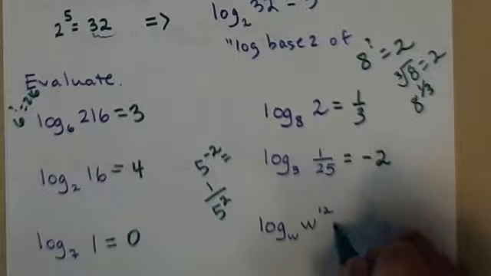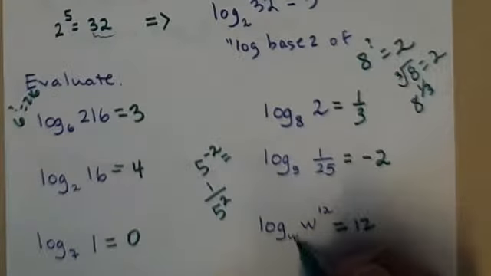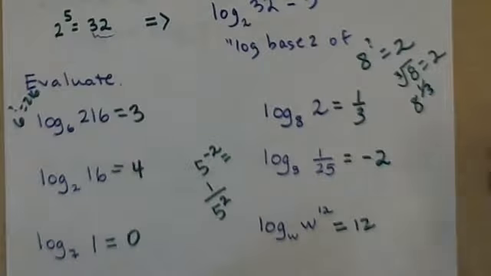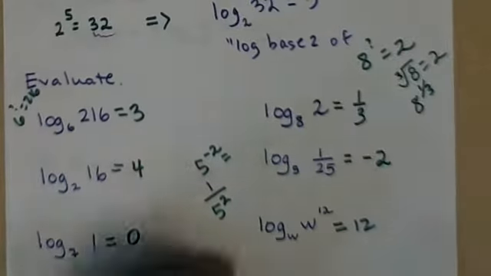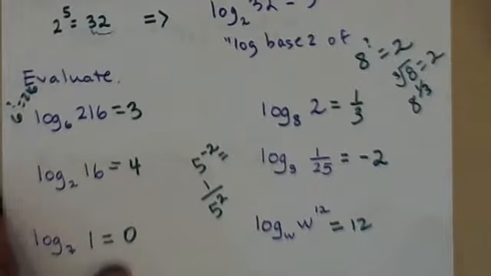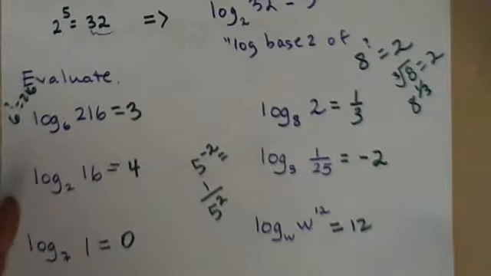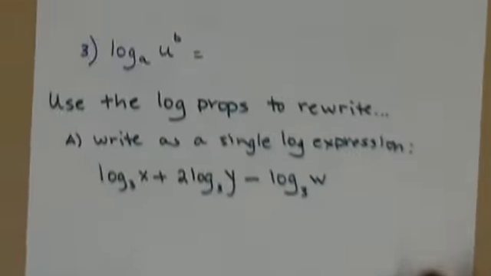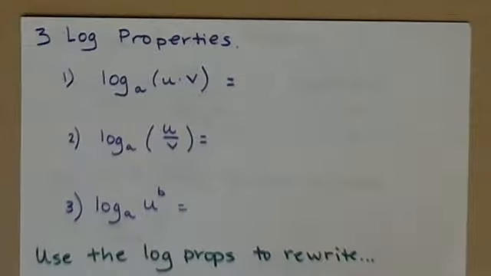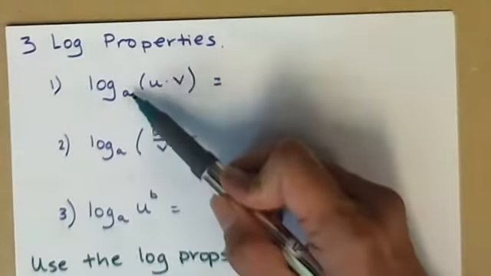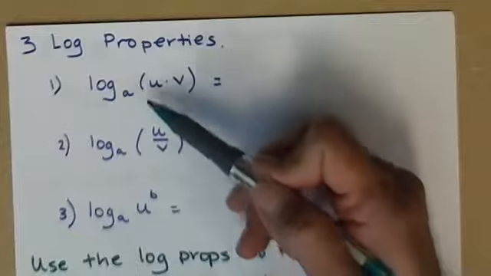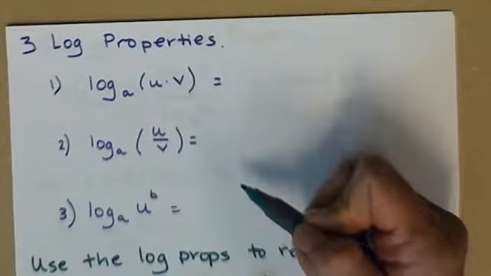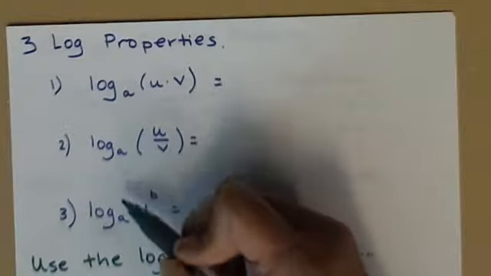Okay, log base W of W to the 12th. Not very interesting. 12. W to the 12th gets me W to the 12th. Okay, so let's take a look at our three properties. So here they are. And I'm using just a generic base A on these. They could be anything, and typically they'll be numbers.